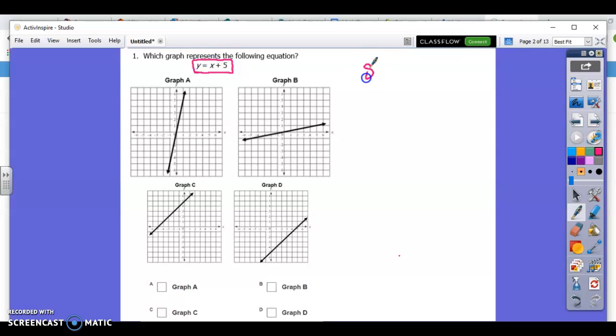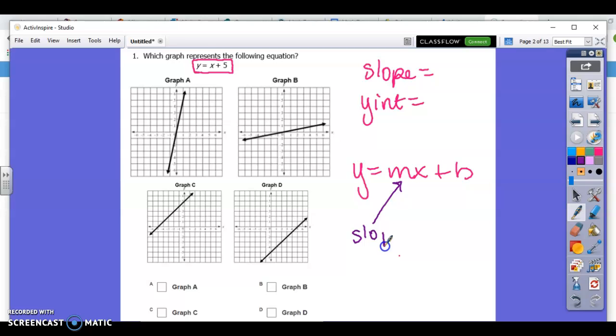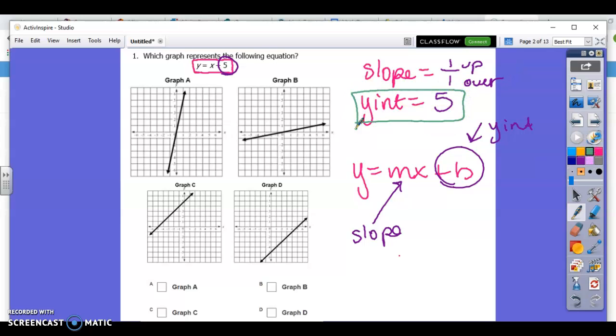If you come over here and you write down, okay, well, what is the slope and what is the y-intercept? You should remember that whatever is in front of x is your slope, and whatever is this portion is your y-intercept. So if I look at this equation, the positive 5 is going to be my y-intercept, and my slope is in front of x, and if there's nothing there, it's 1 over 1. So that means I would go up 1 and over 1. But the first thing I would check for is the y-intercept. That means that point has to be on the y-axis. That's the one that goes up and down.